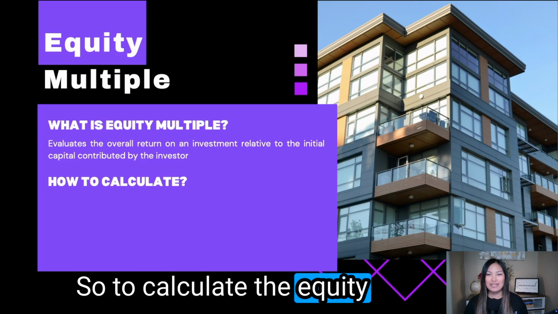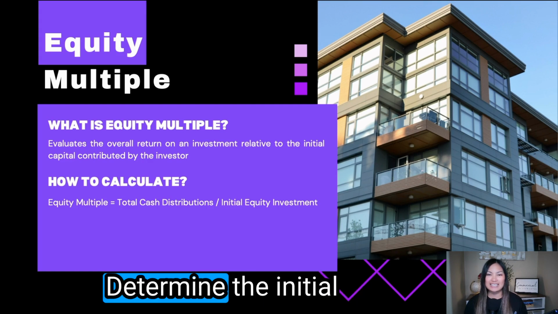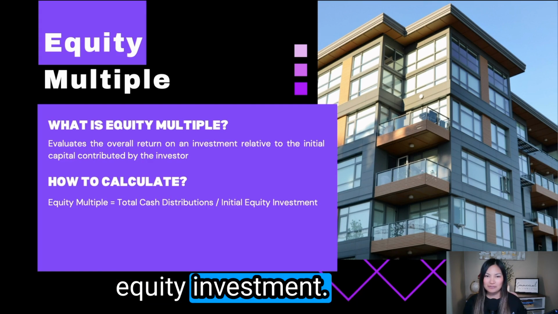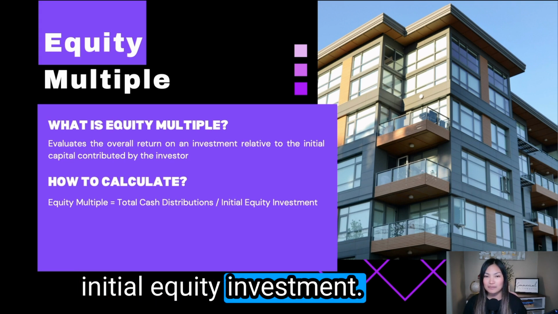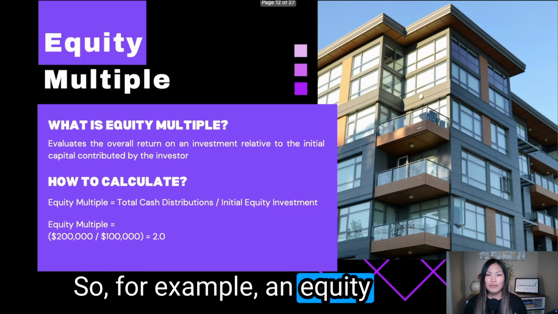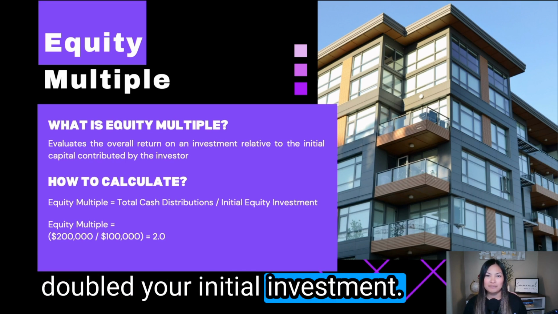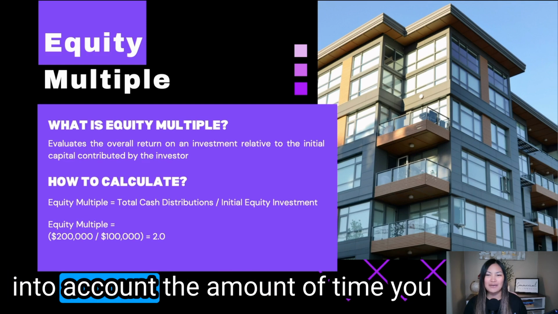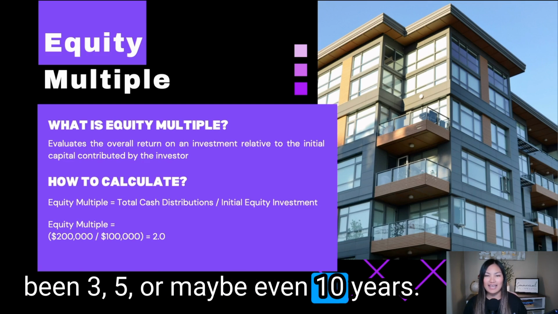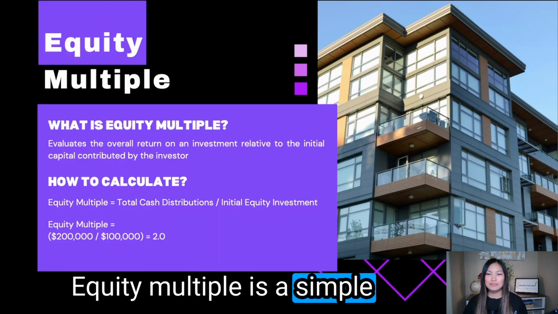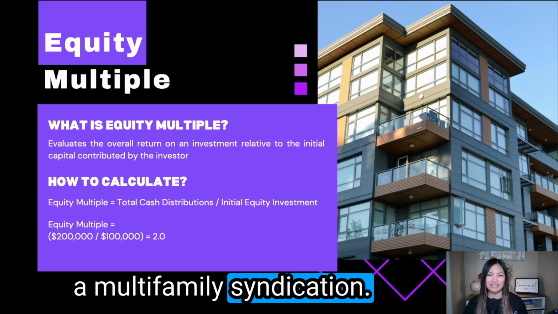So to calculate the equity multiple, you'll need to calculate the total cash distributions, determine the initial equity investment, and divide the total cash distributions by the initial equity investment. So, for example, an equity multiple of 2.0 means that you doubled your initial investment. Keep in mind that this does not take into account the amount of time you held the property, which could have been 3, 5, or maybe even 10 years. Equity multiple is a simple way to assess the total return on an investment in a multifamily syndication.